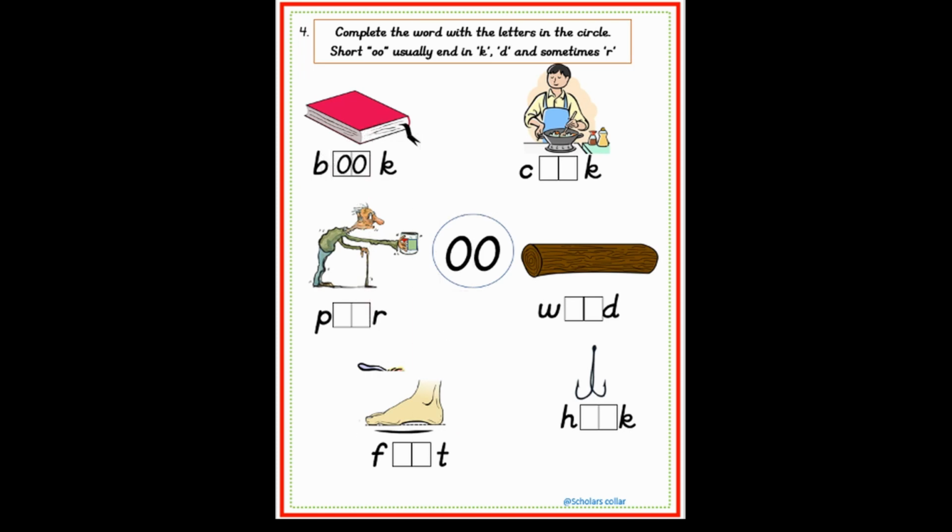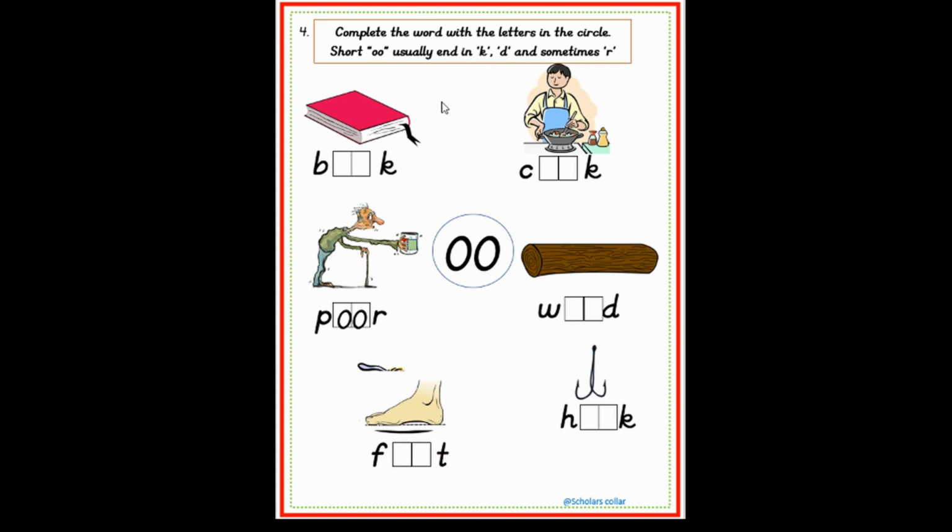So here we have book. There is a uh in here as opposed to ooh, right? So you can hear the sound in it. Book, cook, wood, hook, foot. So remember the short oo sound, right?